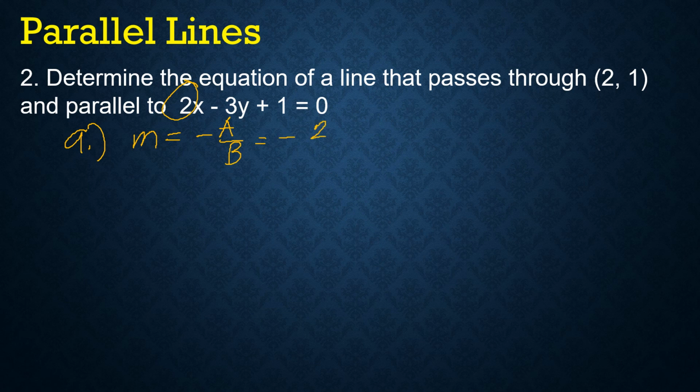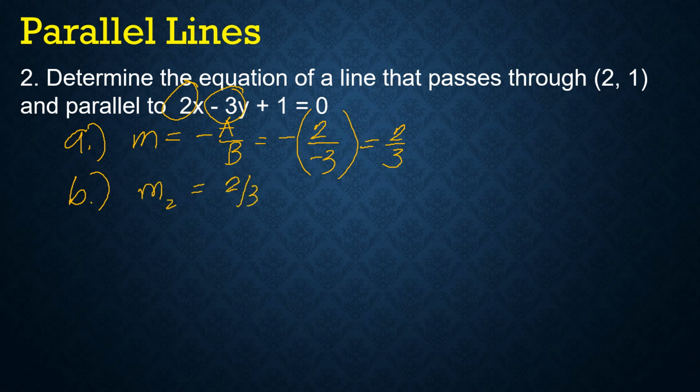So we have a is 2 and b is negative 3. We have negative 3 here, substitute. So that will be 2 over 3. Now the second step, the slope of the second line must also be positive 2 over 3 because they have to be the same, because they are parallel lines. Now using the point (2, 1) and the slope 2 over 3, we are now using the point-slope form.